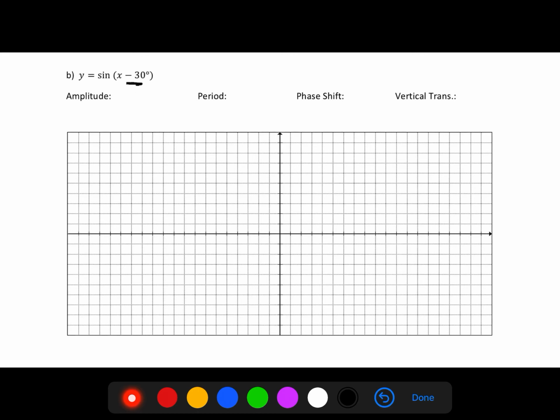Okay, next one, we are shifting right 30 degrees. So amplitude has not changed, period has not changed. There is a phase shift right 30 degrees, and there is no vertical translation. So we know our max and our min are going to stay the same, which is what we keep in mind when we're graphing or scaling our y-axis. So we can make this pretty big as far as numbering our y-axis.